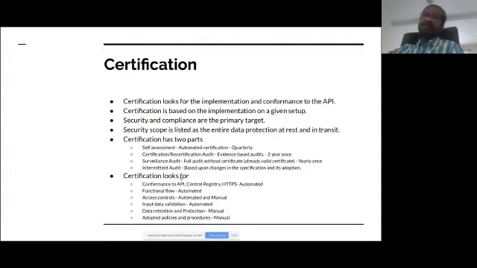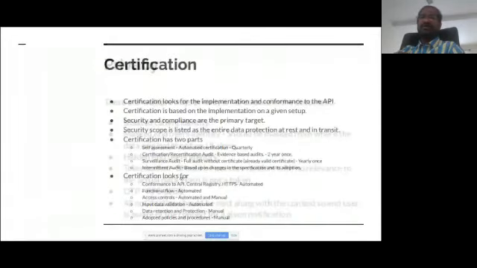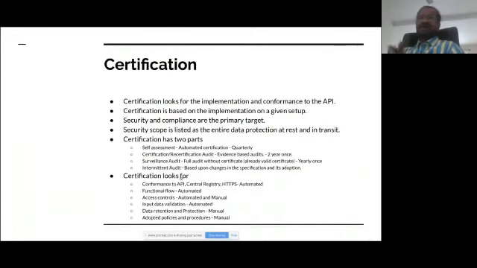I'll quickly jump to the certification. In here, I think quite a lot of you would have questions on the certification. I'll explain some of those things as much as I could, and any questions, we will take up later.